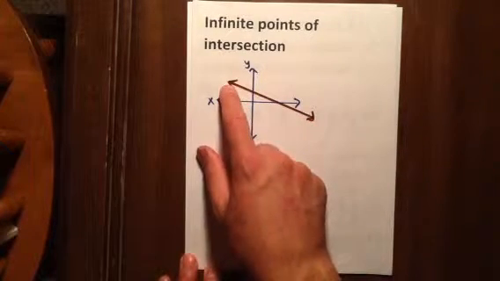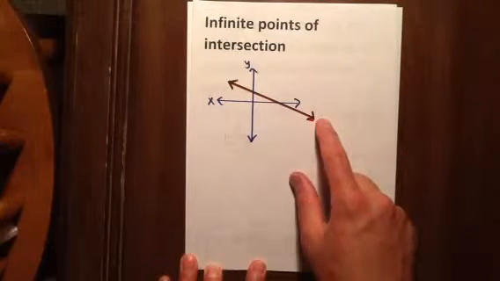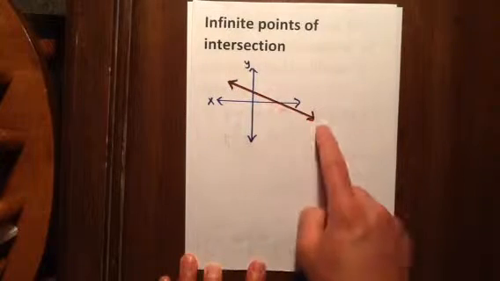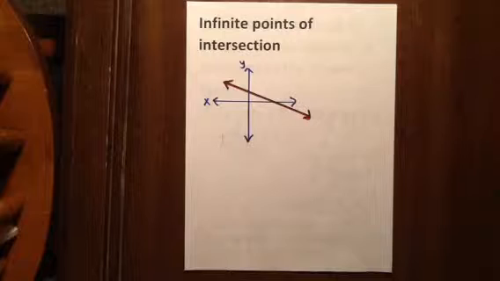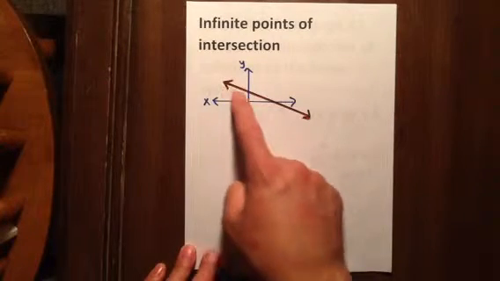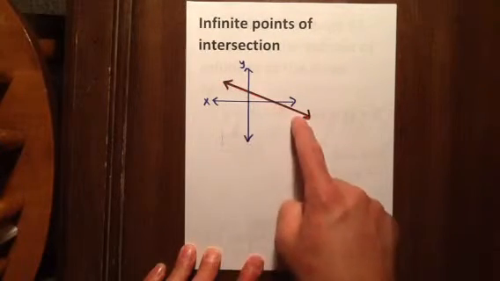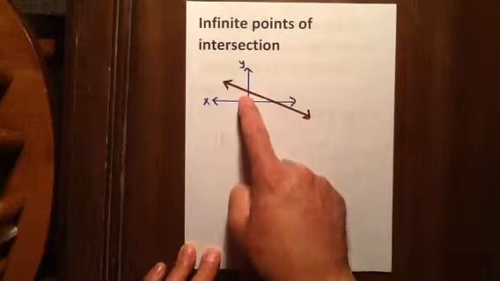So I want you to imagine that there's a red line graphed right over top of a blue line. And they are identical to each other, and so every point is on both, and so they have an infinite number of points of intersection. And how can you tell that? Well, they have the same slope, clearly, and they have the same y-intercept, clearly.